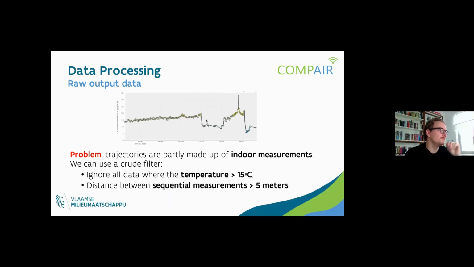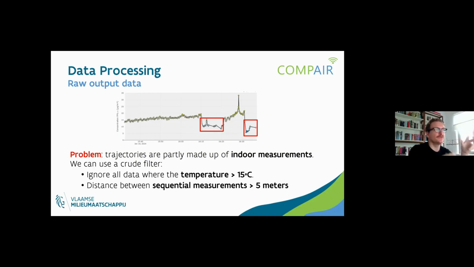But we have a problem if we do this type of analysis, which is that the trajectories are partly made up of indoor measurements. If we give a mobile sensor to a citizen and say, go walk around and measure the concentration in your neighborhood, then it might happen that they strap the sensor to their backpack, go for a little stroll, pop into the bakery to buy some bread, and then you have some indoor measurements. This will really mess up your analysis because we want to subtract the background. But if the background is indoor, it's going to be significantly lower, and so this is going to cause a lot of problems. So we have to get rid of these indoor measurements.